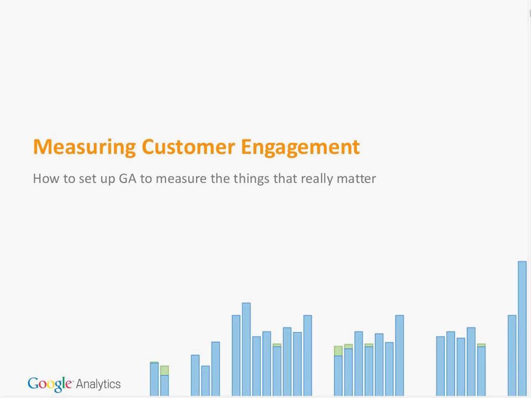Now, what does it mean to set up GA for the things that really matter? That doesn't necessarily mean that your standard implementation of GA won't capture the things that really matter to you, but that it's not guaranteed or it's not necessary. And the way that you set up GA to measure the things that really matter is through very careful planning.